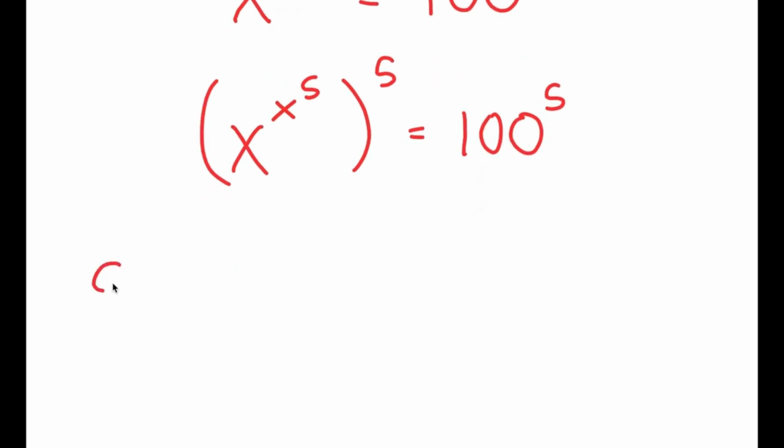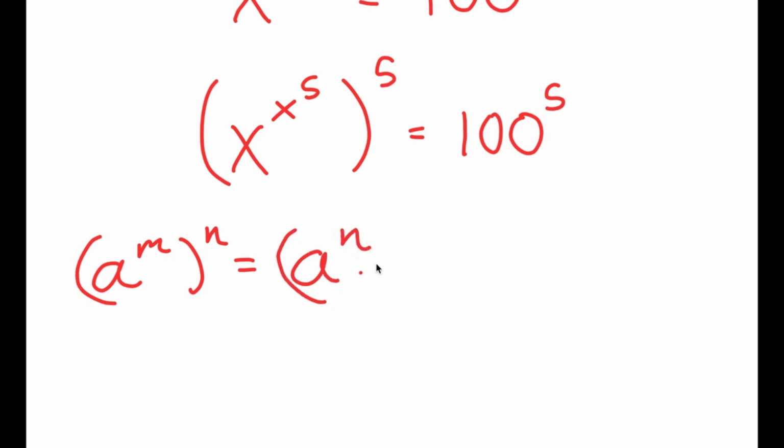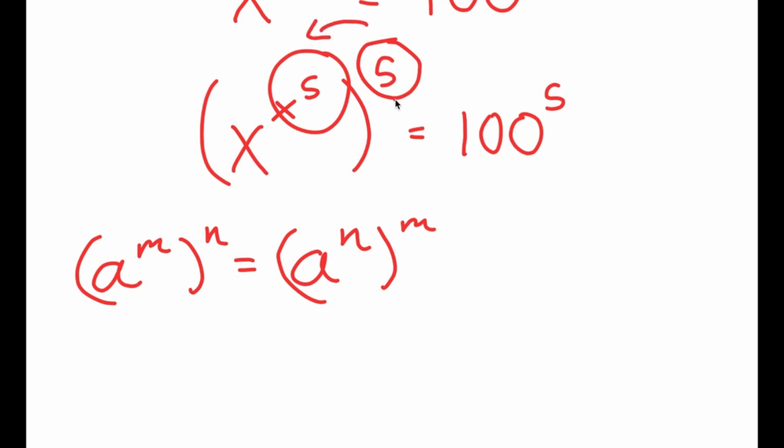Now I can use the property a to the power of m to the power of n is equal to a to the power of n to the power of m on x to the power of x to the power of 5 to the power of 5. We can think of x to the power of 5 as m and 5 as n, so I can switch the places of these two.